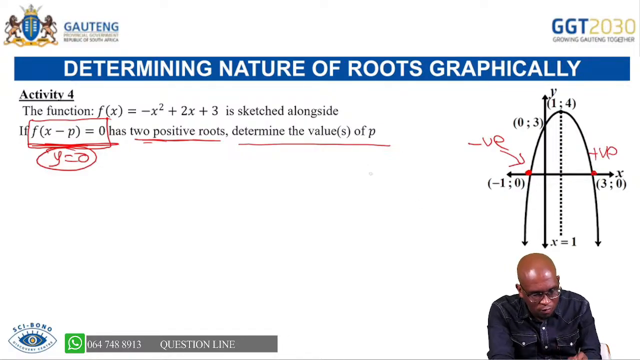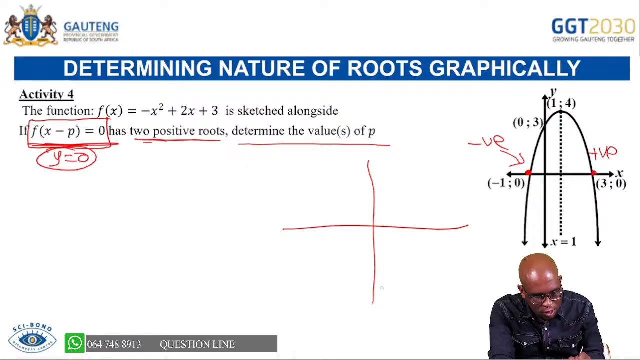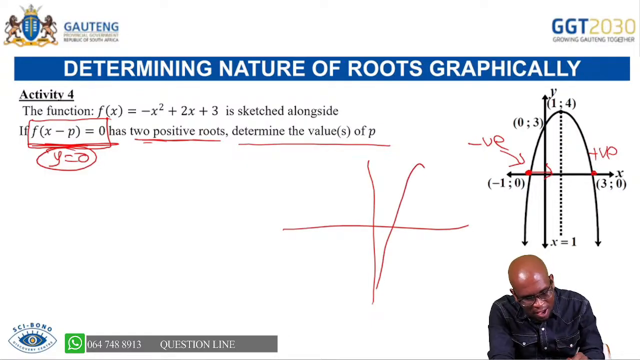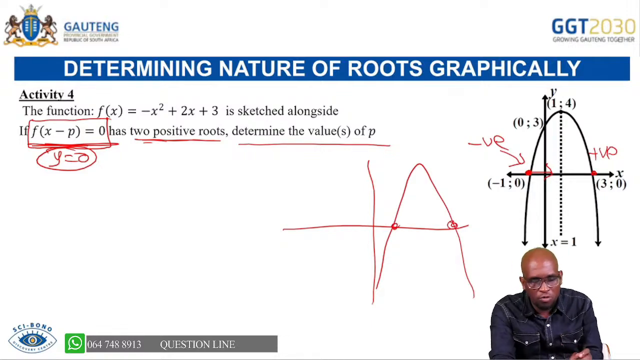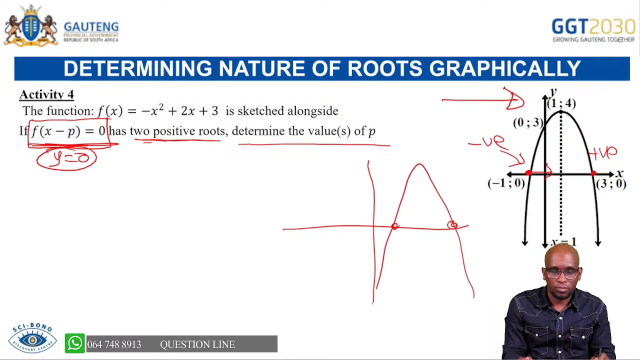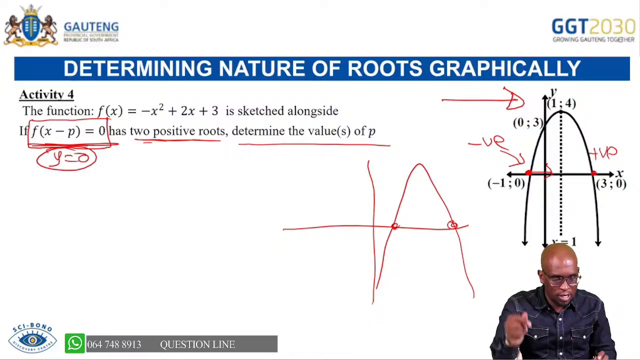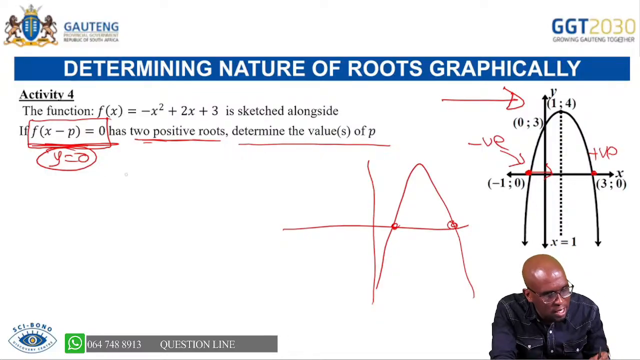So we want to move this graph like this, so that at least this point gets there, so that the graph now contains what? Two positive roots. So we have to move the graph that way for it to contain two positive roots. But the question is by how many units? So what we're going to do here is look at the transformation.